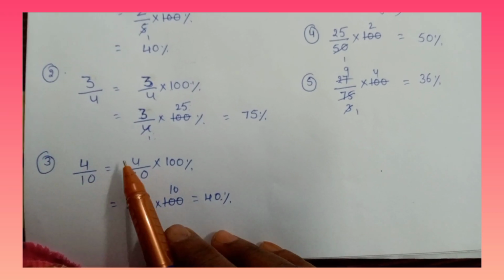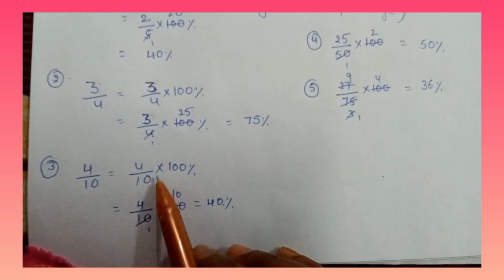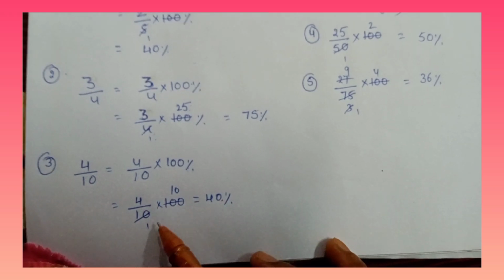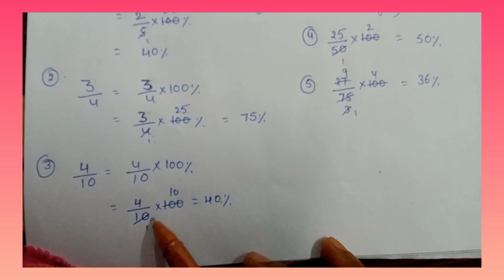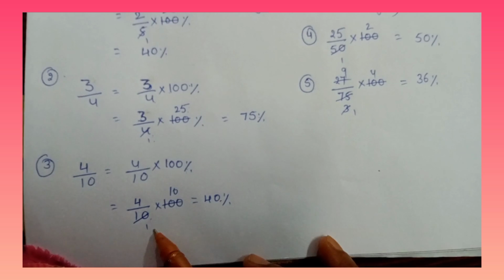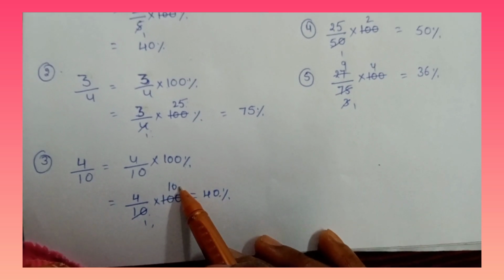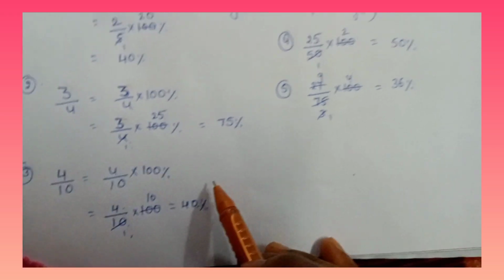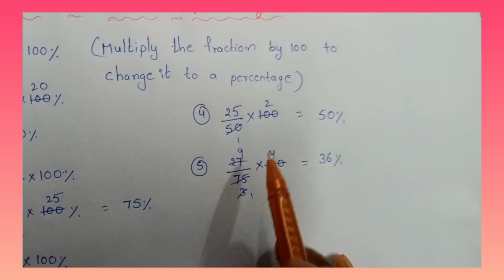4 by 10 is equal to 4 by 10 into 100. Then simplify 10 and 100. 10 ones are 10, 10 tens are 100. 4 tens are 40. 40%. Next we will go to the next one.